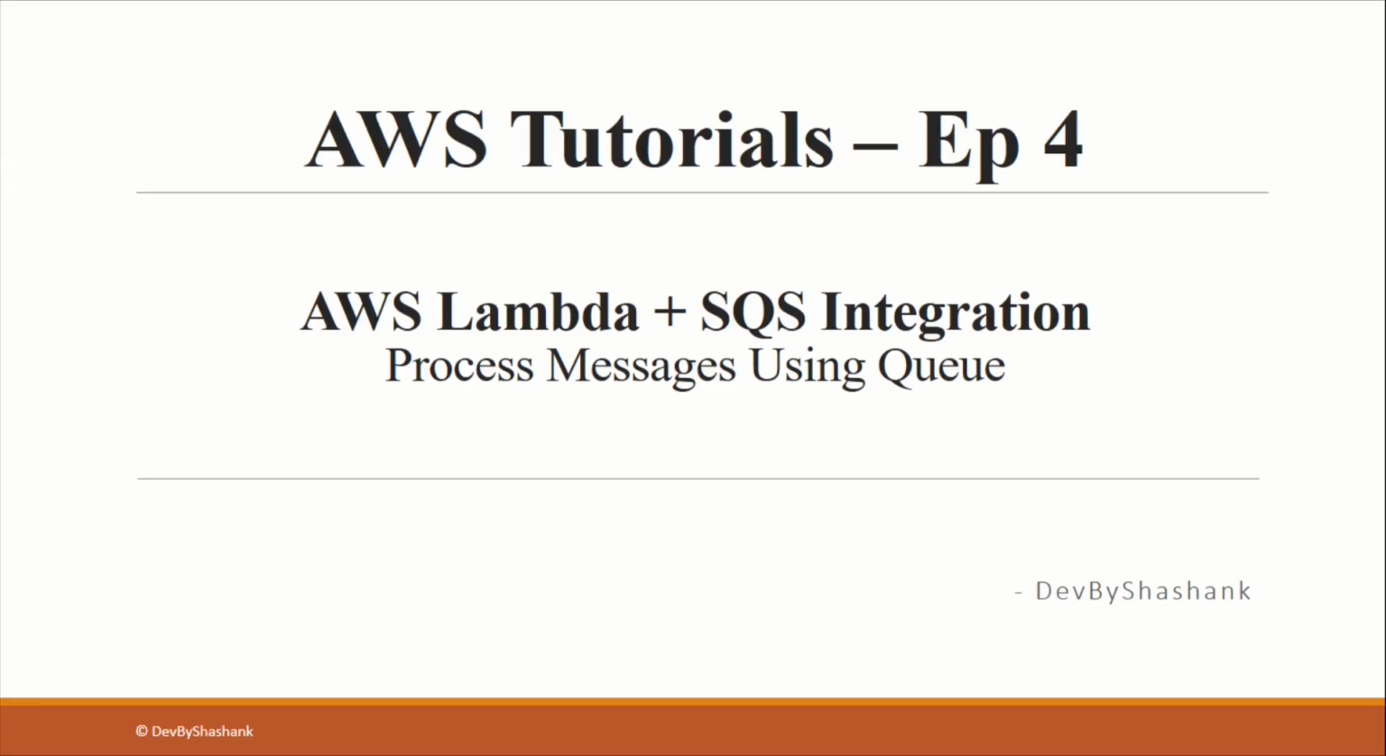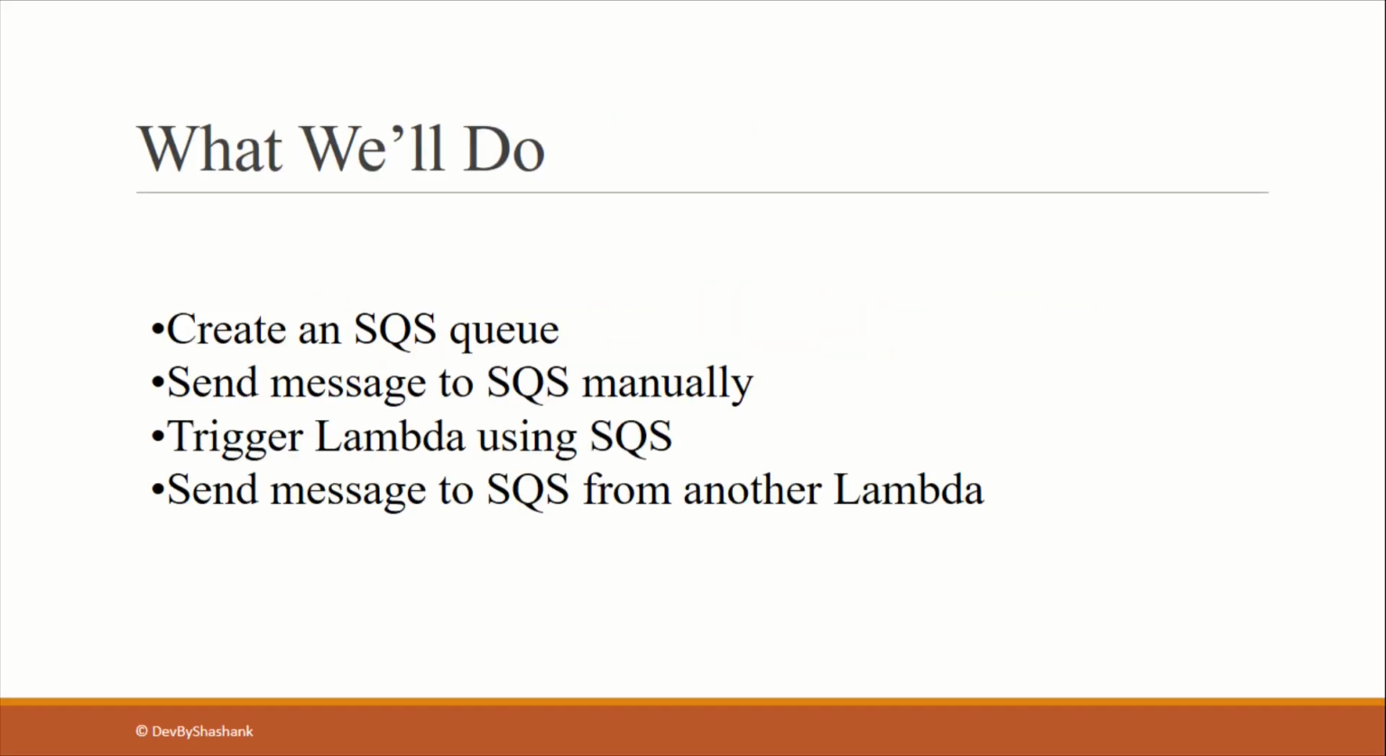This is episode 4 of AWS tutorials. In this video, we are going to cover AWS Lambda and its integration with SQS. We'll create an SQS queue, we'll send a message to SQS manually, then we'll create a Lambda that will get triggered by SQS, and then we'll send a message to SQS using another Lambda.